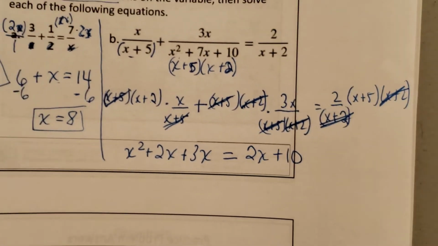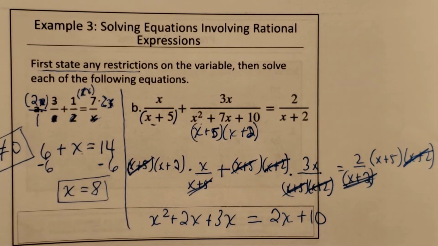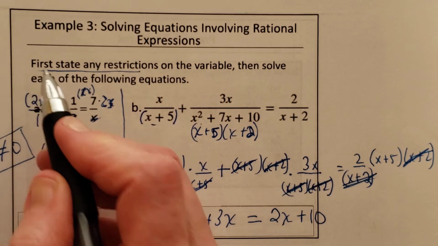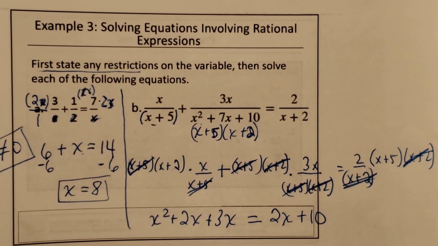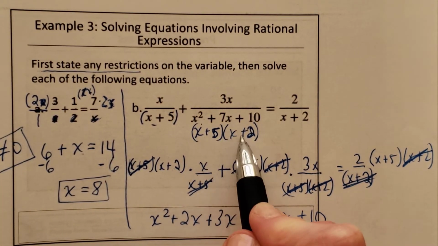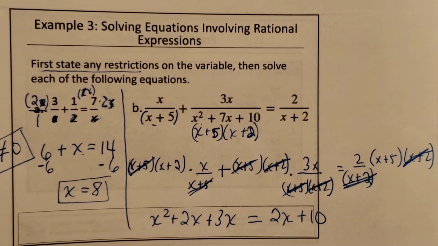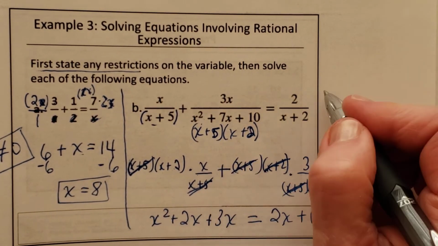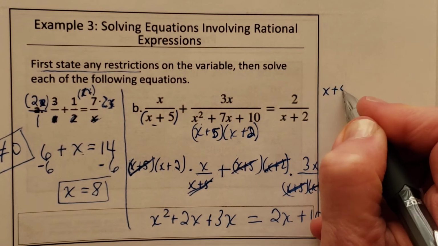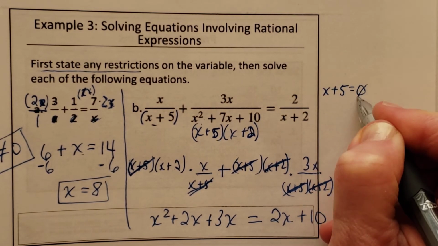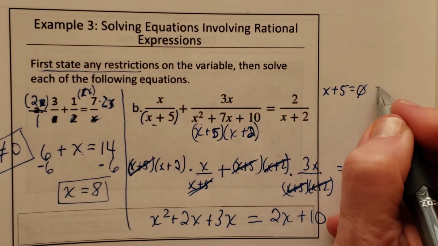All right, I'm going to stop for a second because I realized once again I forgot to find the restrictions first. So as soon as I broke this down, I should have gotten both of these unique factors and set both of them equal to 0. I should have said, okay, well, x plus 5, what's it going to take that to equal 0? And the other unique factor is x plus 2.